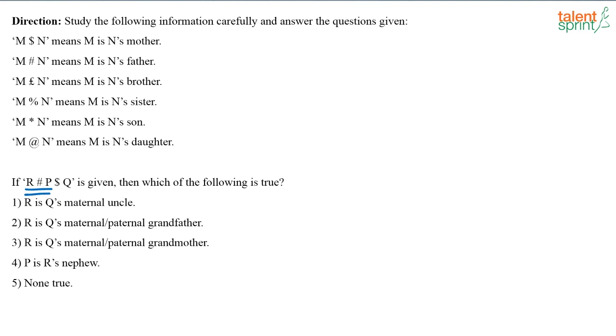So here first I'm going to try it with the first method. R # P. Now what does R # P mean? R is P's father, so he is a male member. Now in the question, they are asking the relationship between R and Q. Now Q, $ Q means P is Q's mother. So this is what you have.